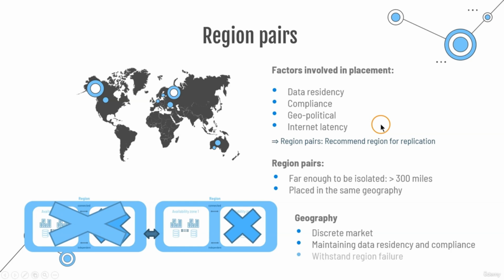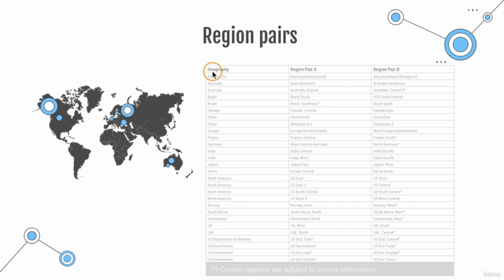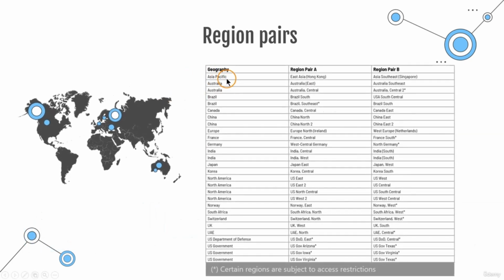Some examples of the region pairs we can see in here. So we have the geography, for example, North America, we have US East, and the region pair is in this case US West. Of course, don't worry, you don't need to know all of these exact pairs. This is not necessary. This is now almost everything that we need to know about the global infrastructure.